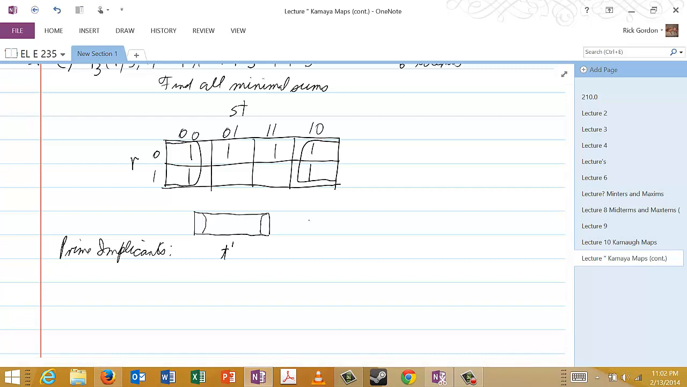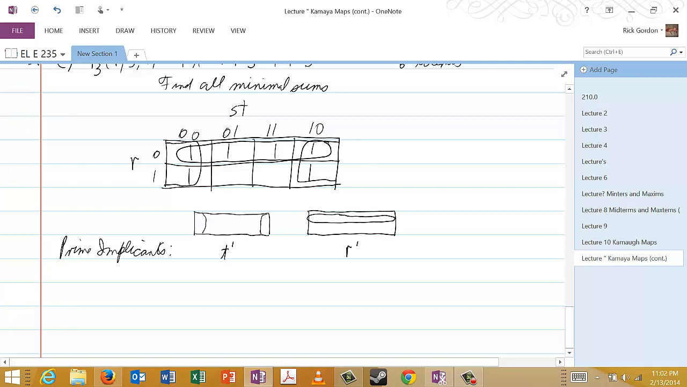And we have one more grouping of 4 one cells, and that's the obvious one here along the top. And what will be the name of this? Well, if you check those 4 cells along the top, you see that S is changing and T is changing, but R is constant equal to 0. So this is R prime.